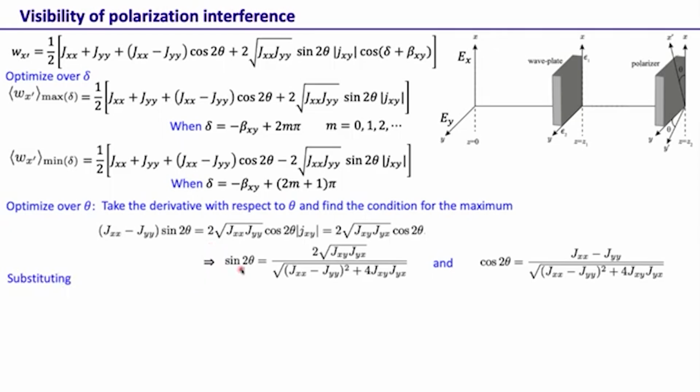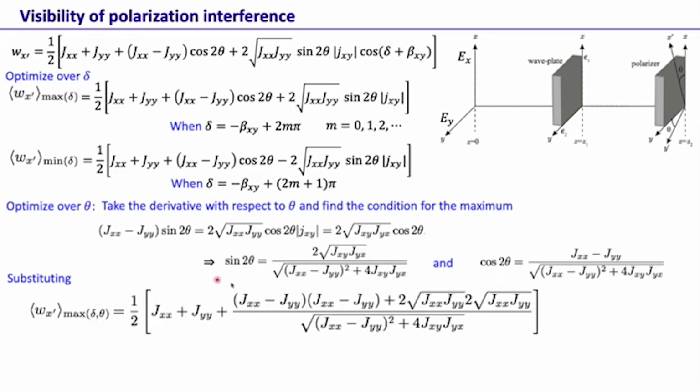Okay, now substituting these for sine 2θ and cosine 2θ in here, what we get is the Wx prime, that is the intensity coming out of the polarizer. The maximum of that, here it is the maximum over δ, and this is the maximum over δ and θ. The maximum will be when we put these constraints over θ into this expression, and then we get that the maximum of Wx prime over δ and θ is this expression: half Jxx plus Jyy plus this quantity.